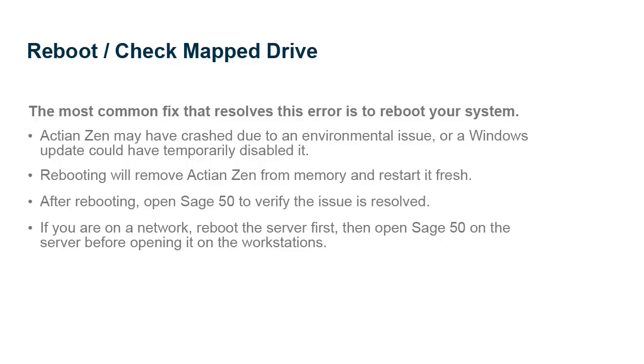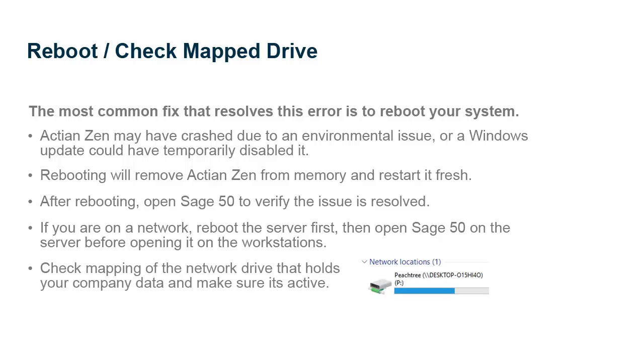If you are on a network, reboot the server first, then open the program on the server before opening it on the workstations. Note that if you are receiving the error on a workstation, check the mapping of the network drive that holds your company data and make sure that it's active. If the mapping is missing in File Explorer or you cannot open it in Windows, Sage 50 and Actian Zen will not be able to access it either, causing this error to display.